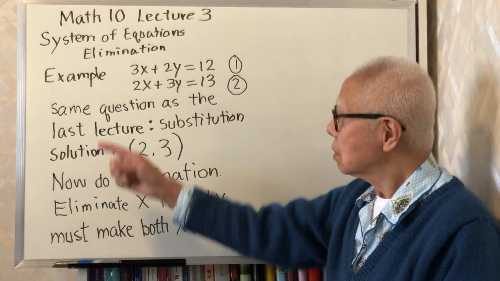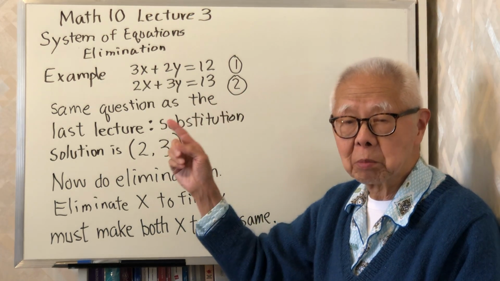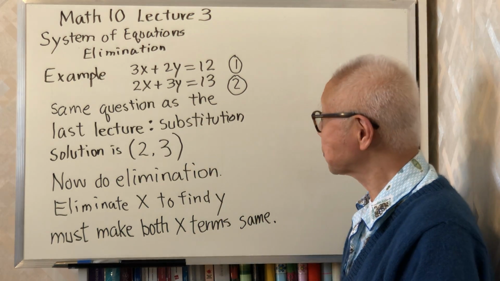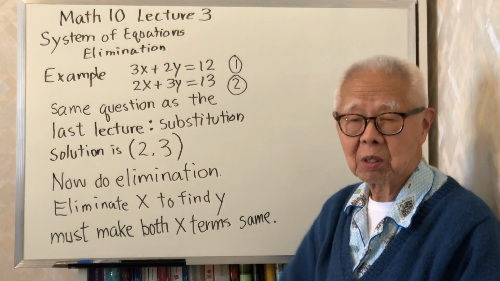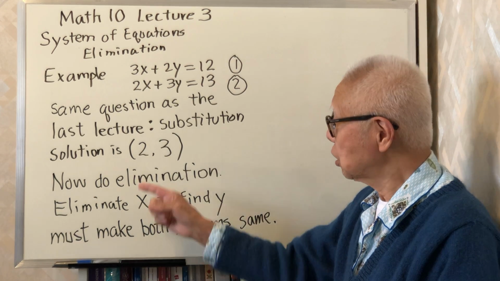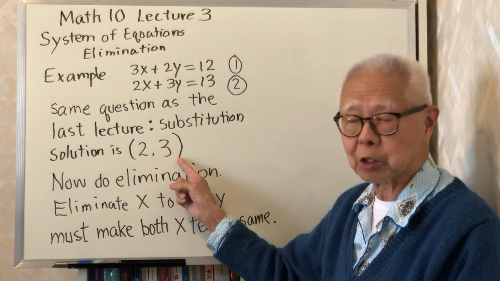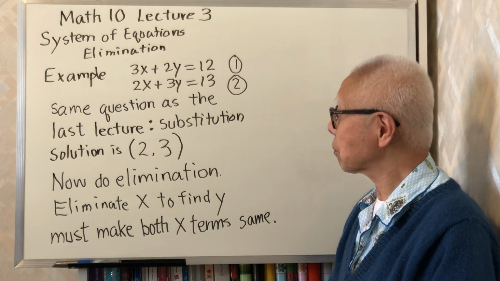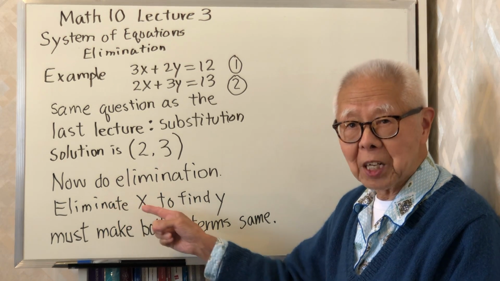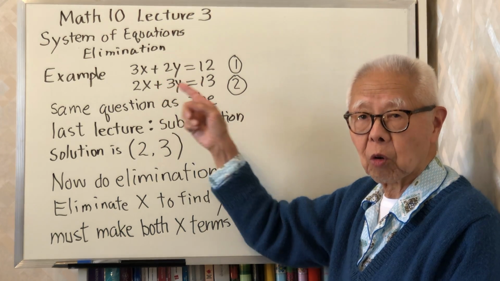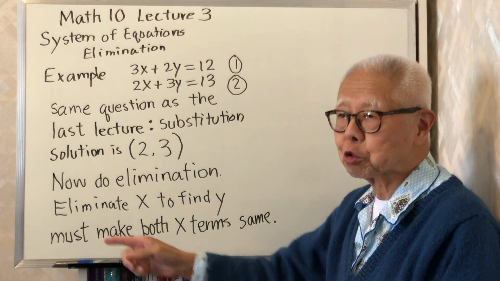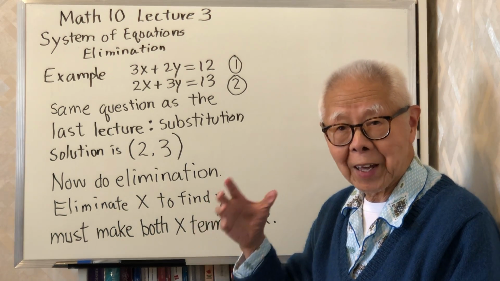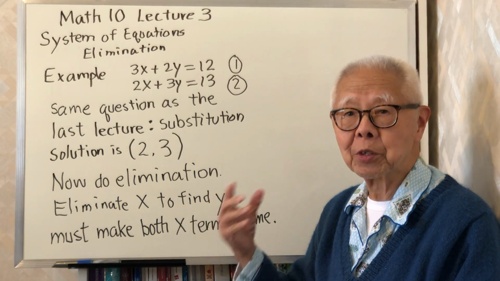Example. This example is the same one as the last lecture on substitution. The solution from the last lecture is x equals 2, y equals 3. But today, let's do elimination. We eliminate either x or y. So let's choose to eliminate x. When x is gone, I can find y.